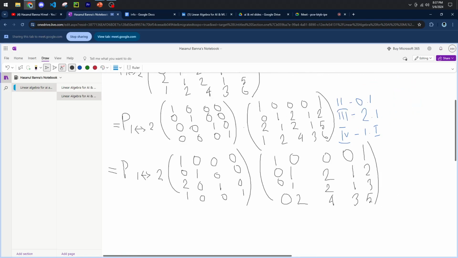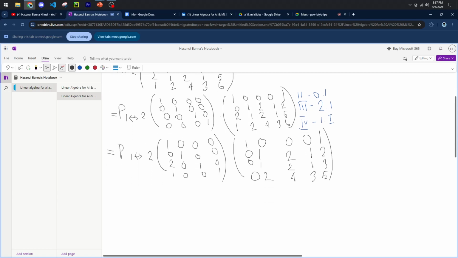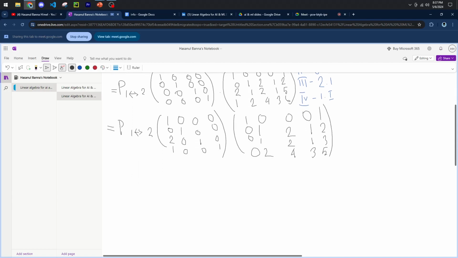Now let's move forward. This part will be the same, P1,2. Our first two rows and first two columns, sorry for that, I am having a sore throat, so it is bothering me.